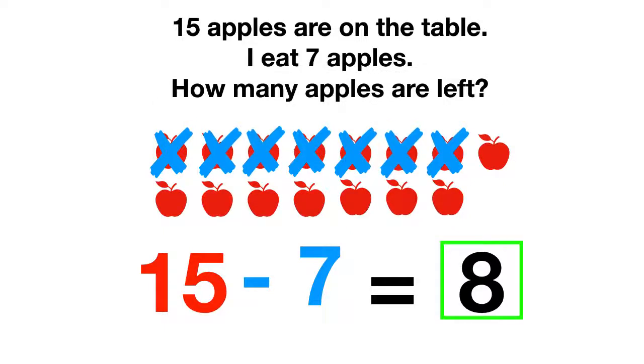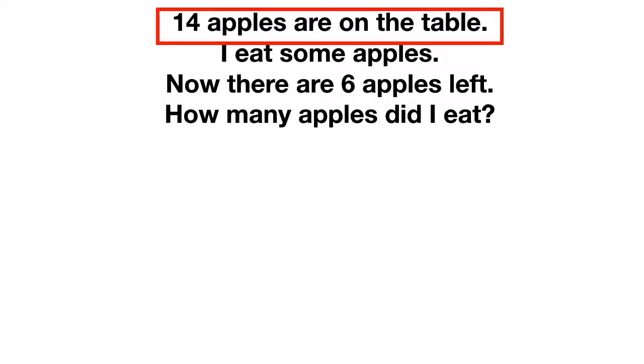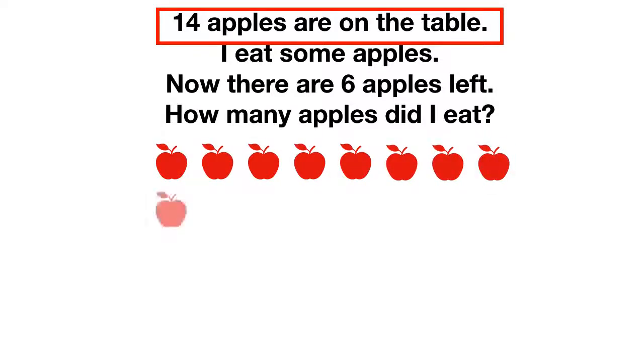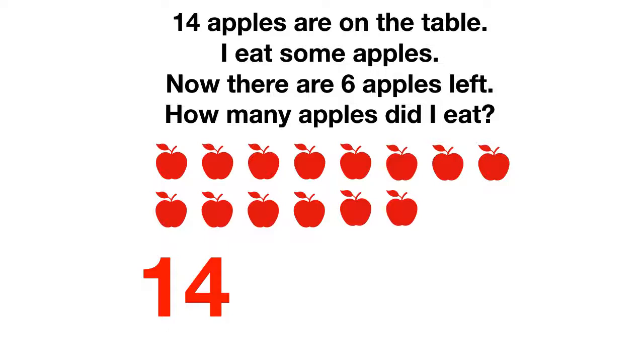Now here's your last problem for this video. 14 apples are on the table. I eat some apples. Now there are 6 apples left. How many apples did I eat? Well, here we start by knowing that there are 14 apples on the table. We could draw all of those out. 1, 2, 3, 4, 5, 6, 7, 8, 9, 10, 11, 12, 13, 14 apples. We could write a 14 to start our number sentence.